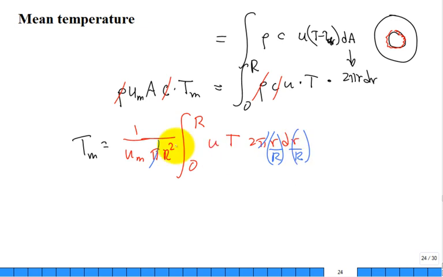We did this before. So maybe you have a dummy variable of integration, tau or x or something else. And if you put in your laminar velocity profile there, you can calculate the mean temperature. If you put in an approximation for the turbulent profile, you could analytically calculate the mean temperature. All right.